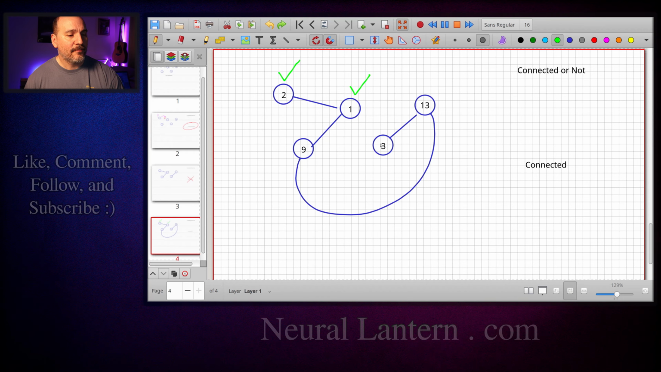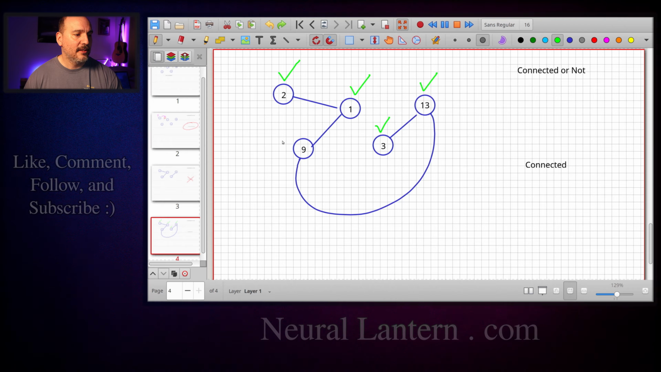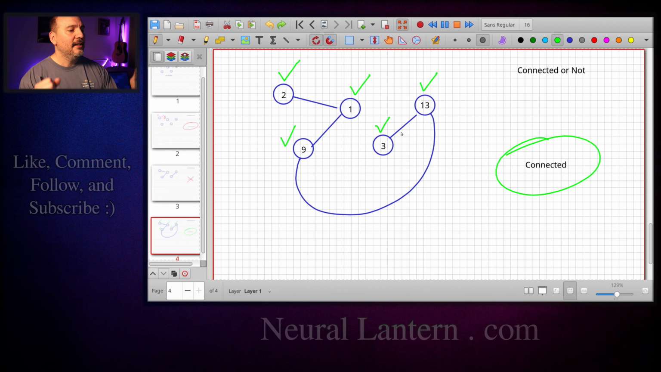The 3 can reach the 1, and the 1 can reach everything. I'm doing things the hard way on purpose just to prove a point. So the 3 can reach everything. The 13 can reach the 3 in one hop, so the 13 can reach everything. The 9, it can reach the 1, and it can reach the 13 in one hop, so the 9 can also actually reach everything. So that means this is indeed a connected graph. Yay, we did it!